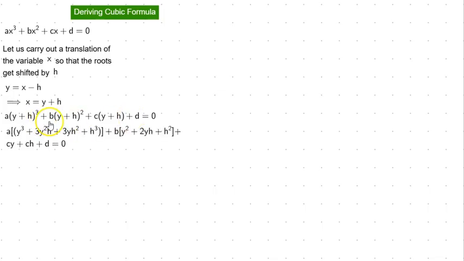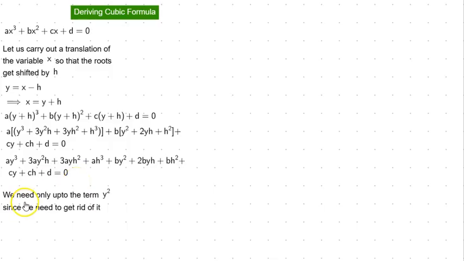Now expanding, we get ay cube plus 3ay square h plus 3ay h square plus ah cube plus by square plus 2byh plus bh square plus cy plus ch plus d equal to 0. We need only up to the term y square since we need to get rid of it. So ay cube plus 3ay square h plus by square plus dot dot dot equal to 0.